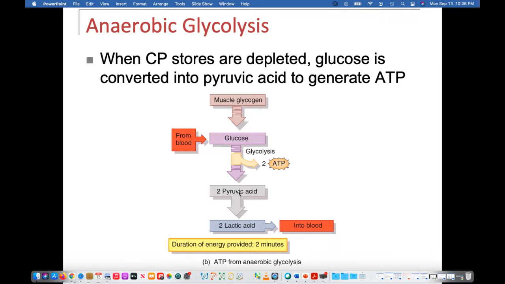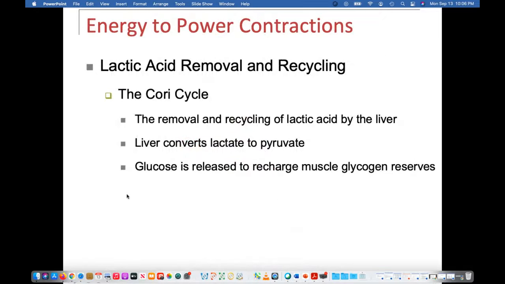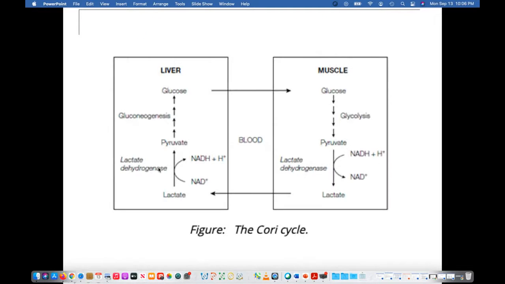If oxygen is not available, pyruvic acid is converted into lactic acid that goes into the blood and can go into the liver. We call that the Cori cycle. The Cori cycle is part of removing and recycling any lactic acid by the liver. It converts the lactic acid back to pyruvate. Once you have pyruvate, you can recycle glucose.